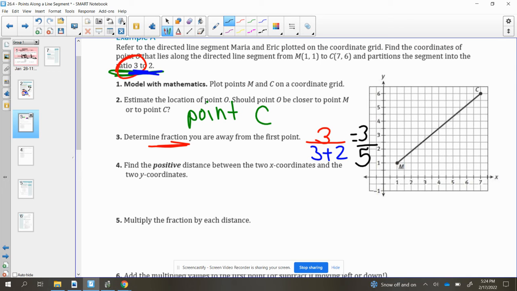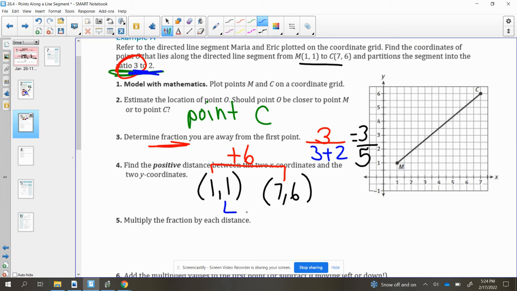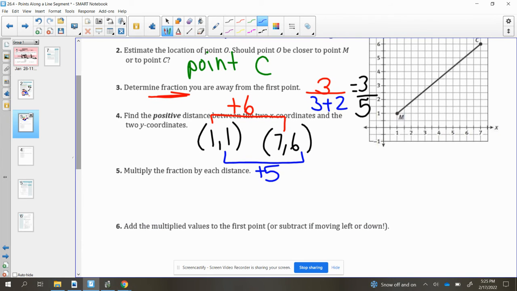Now, similar to the last problem, we want to look at those two distances between our starting point M and our ending point C that up above they told us was (1, 1) and (7, 6). Again, the X values, we had to add 6 units to get from 1 to 7. And for the Y values, we had to add 5 units to get from 1 to 6.